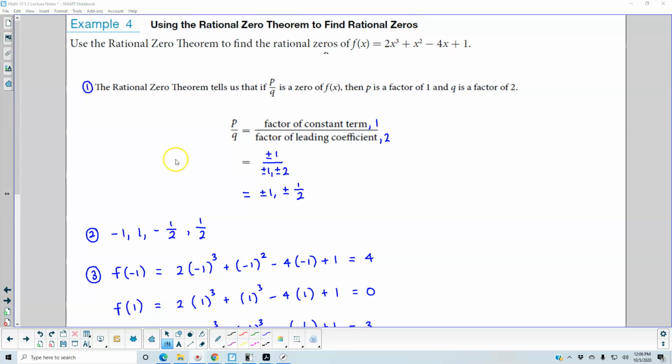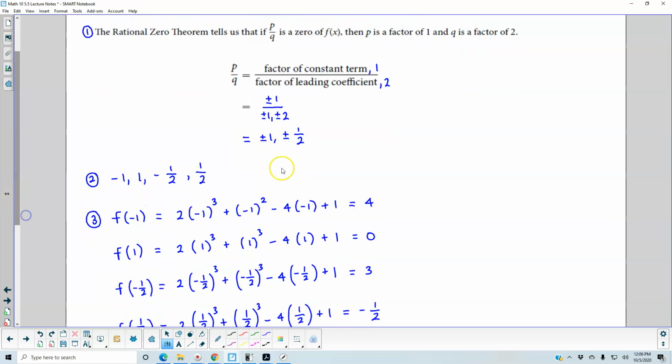So in step number 2, we're going to list out each individual one. So we have 4 of them. We have negative 1, 1, negative 1/2, and then positive 1/2. So what we're going to do is we're then going to use each particular possible factor of that term and plug it into the function.